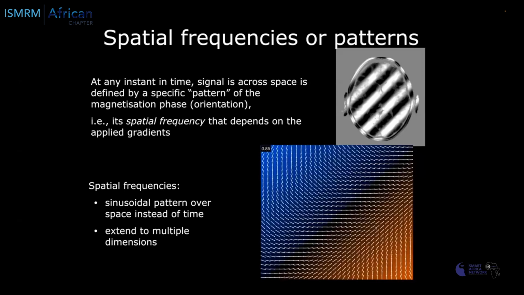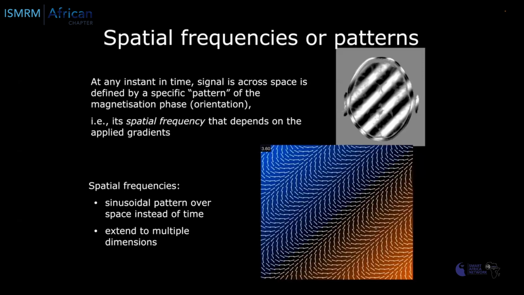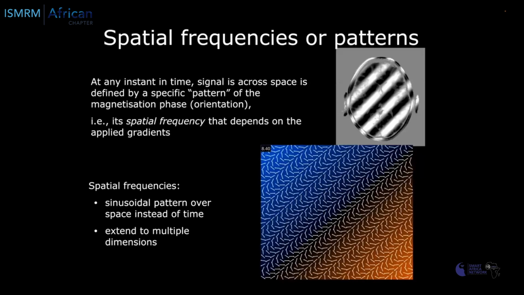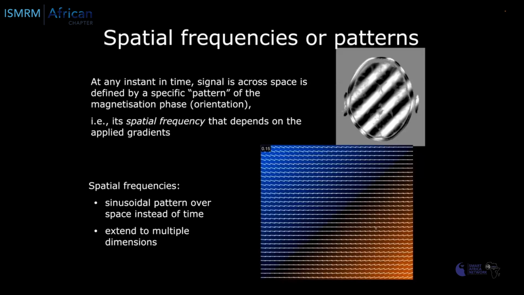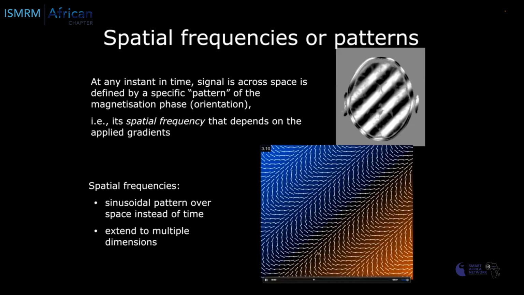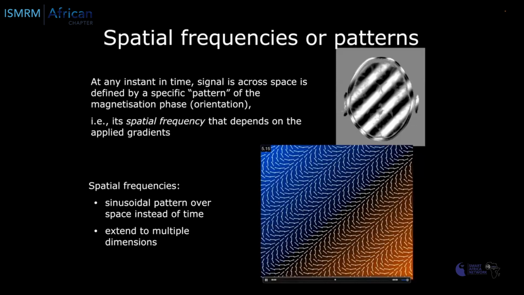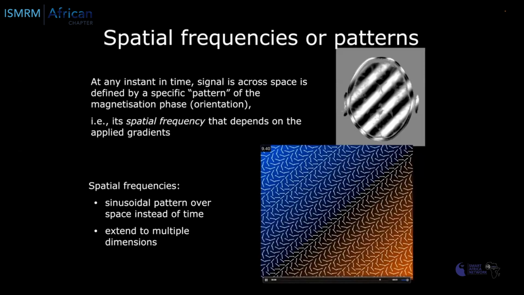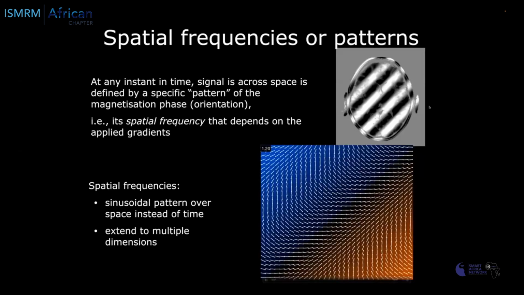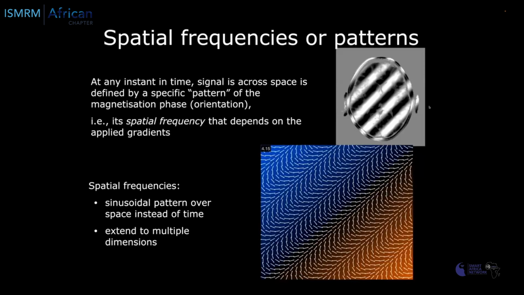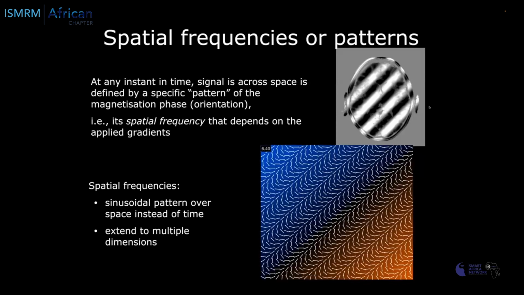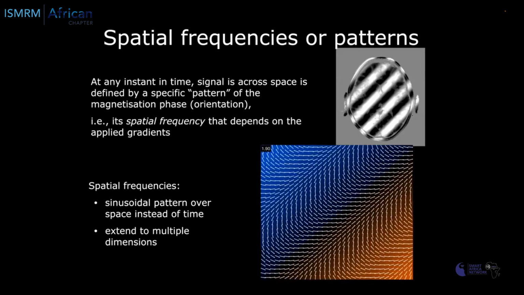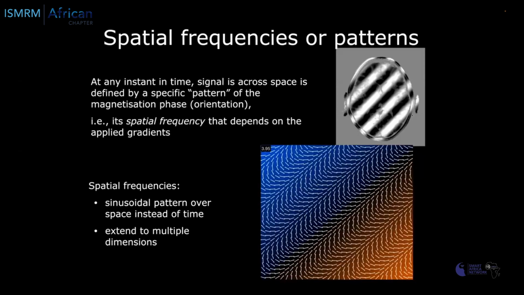And this generalizes to multiple spatial dimensions. So you can have spatial frequencies across 1, 2, or 3 dimensions. In the animation at the bottom, you can see 2 gradients along the x and y axes that form a diagonal-looking spatial frequency pattern. And on the top is the visualization of that pattern of phase, this periodic sinusoidal manipulation of the phase across a certain direction that is, again, dictated by the gradients.